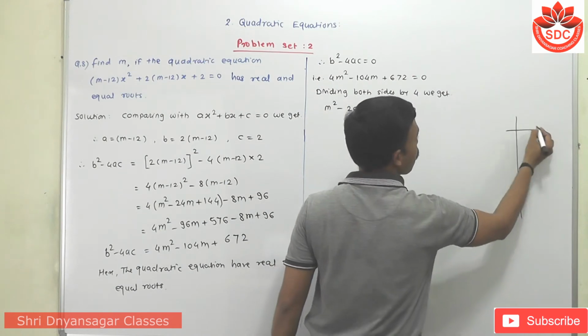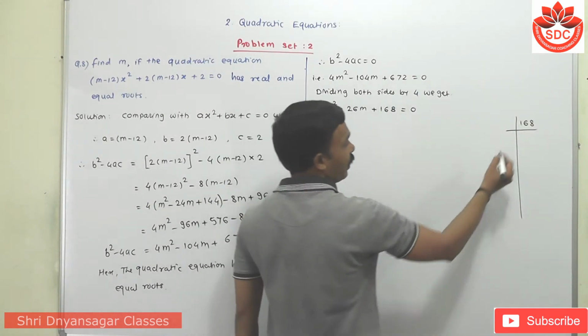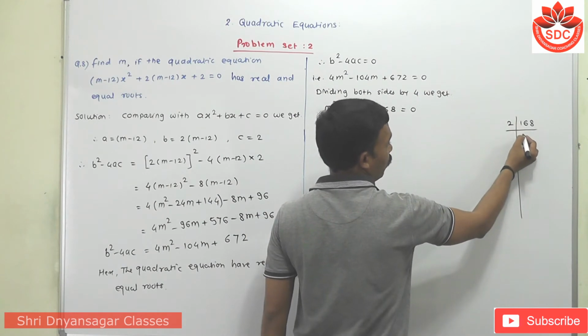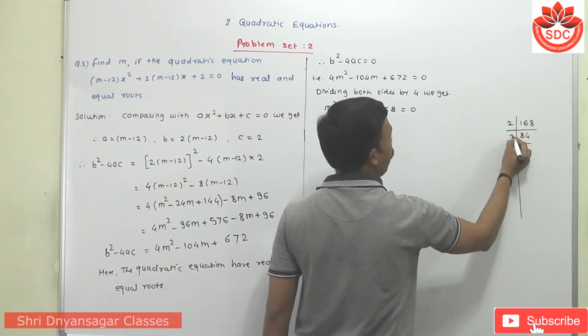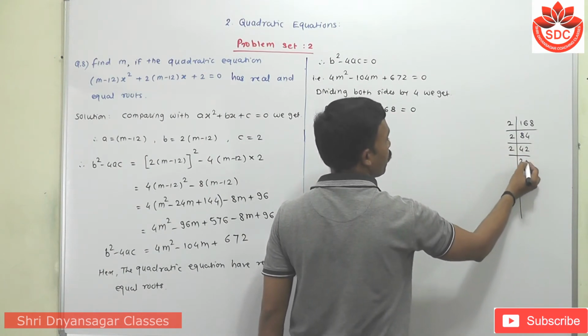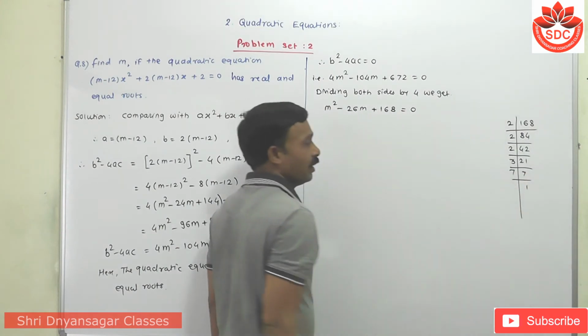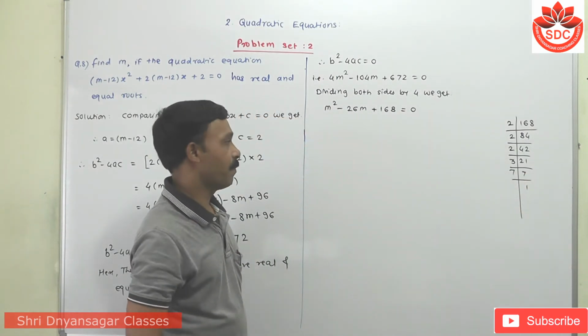Already we have discussed this method. 168, then divide by 2. 2 8s are, 2 4s are, again divide by 2. 2 4s are, 2 2s are, again divide by 2. 2 2s are, 2 1s are, then divide by 3. 3 7s are, 7 1s are. This is the prime factorization of 168.